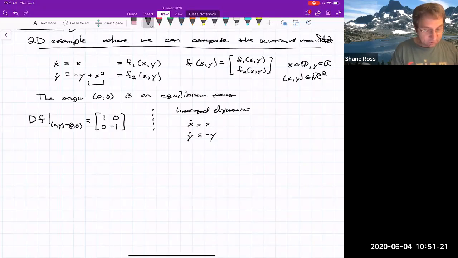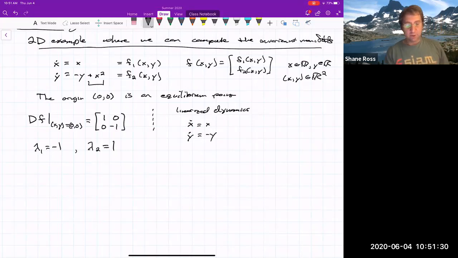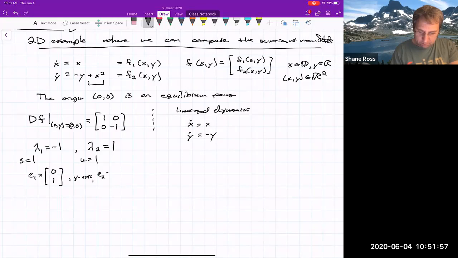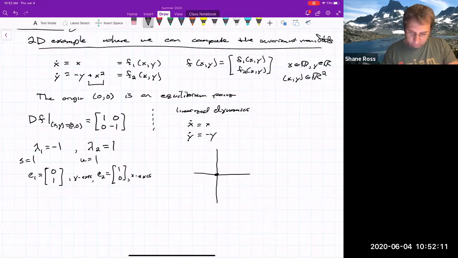Using our convention that we write the stable one first, lambda 1 is minus 1, and lambda 2 is 1. So we've got a one-dimensional stable and a one-dimensional unstable manifold, and the corresponding eigenvector, at least for negative 1, is the y-axis. And for E2, it is the x-axis. So we can even sketch what the dynamics looks like near the origin. The x-axis is the unstable subspace, and the y-axis is the stable subspace.